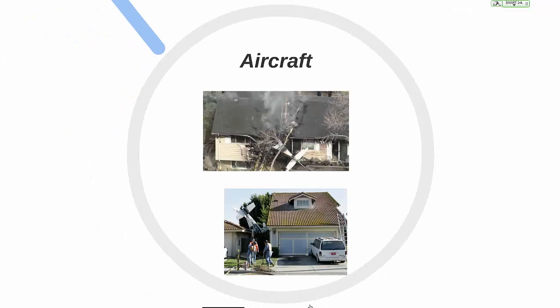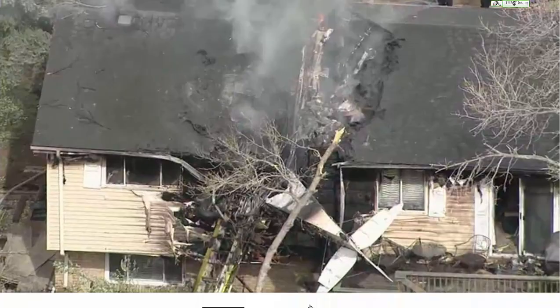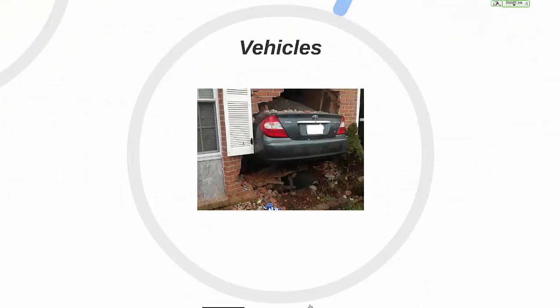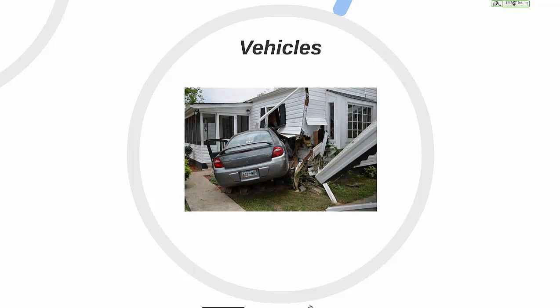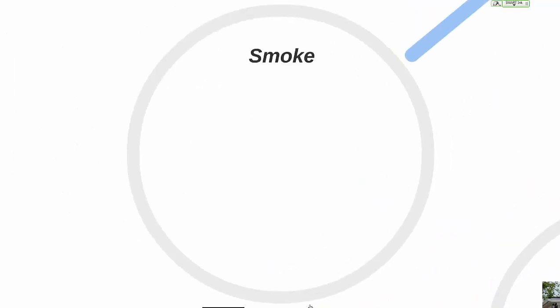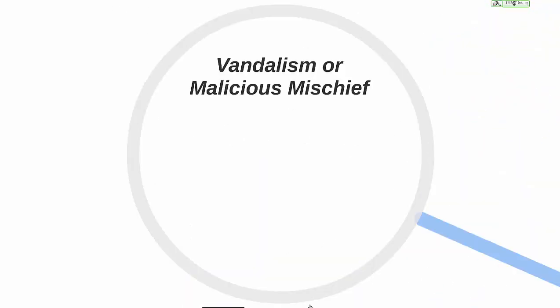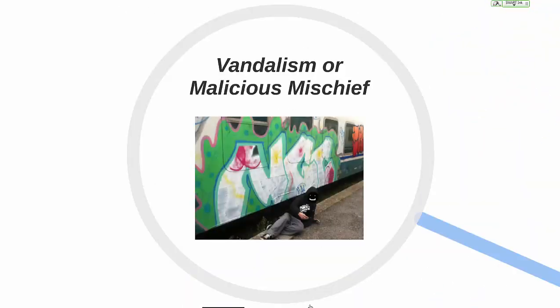And damage from an aircraft. In other words, a plane crashes into your home. And damage from vehicles, which happens more than you might think. And smoke damage. So even when a fire only damaged a portion of your home, the entire home might have been damaged or destroyed by smoke. And vandalism or malicious mischief, such as tagging.